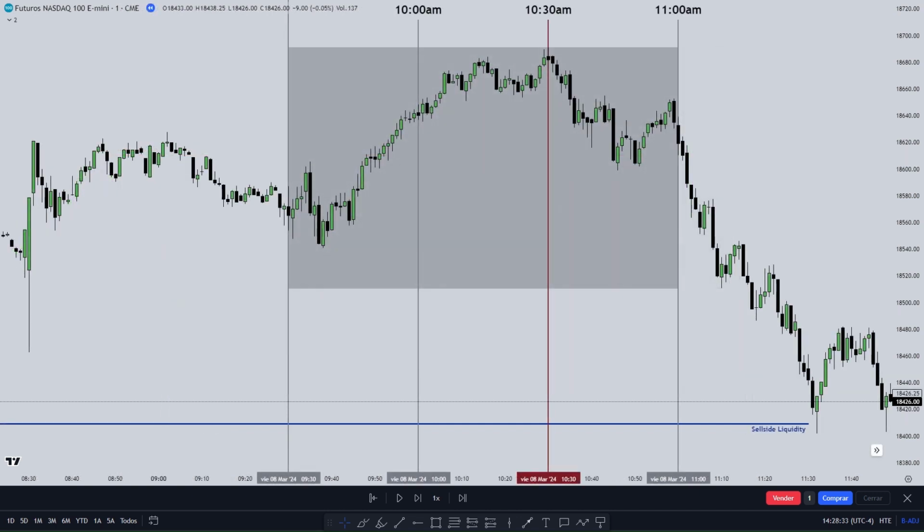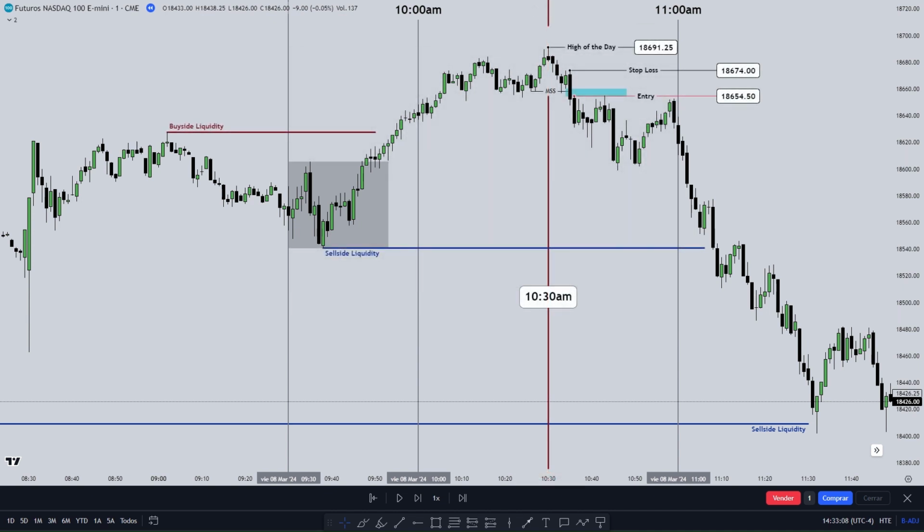Now have a look at this. Where did price create the high of the day? Yes, exactly. At 10:30 AM. This is not random, folks. Backtest it. Well, I invite you to look at this chart and make your own annotations. Pause the video if you need it.